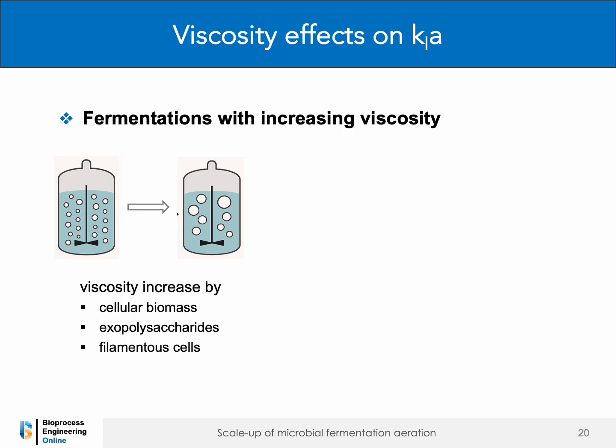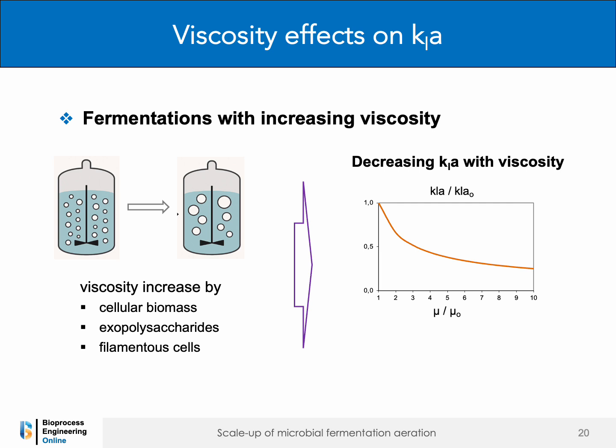Fermentations that exhibit a strong increase in broth viscosity during the course of the process are among the most challenging systems to scale up. Viscosity typically increases as a result of biomass accumulation, exopolysaccharide production, and filamentous microbial morphology. An increase in viscosity during fermentation leads to a significant reduction in the volumetric oxygen transfer coefficient KLA. This reduction arises from the combined effects of a decrease in the liquid side mass transfer coefficient KL and a decrease in the gas-liquid interfacial area A, the latter being primarily caused by enhanced bubble coalescence and reduced bubble breakup.